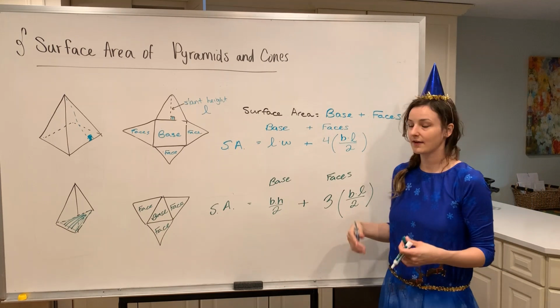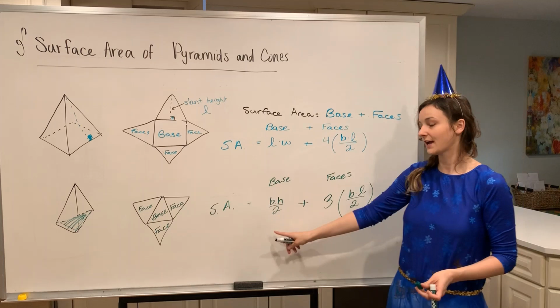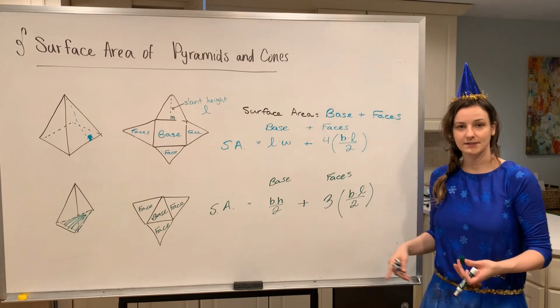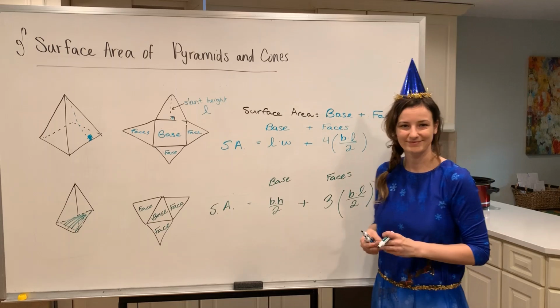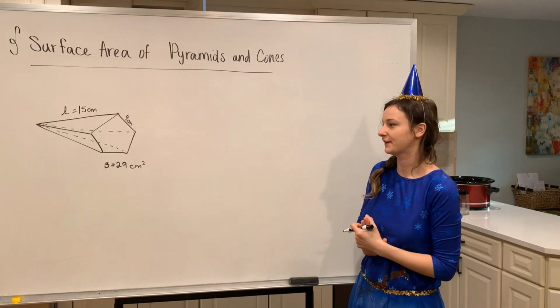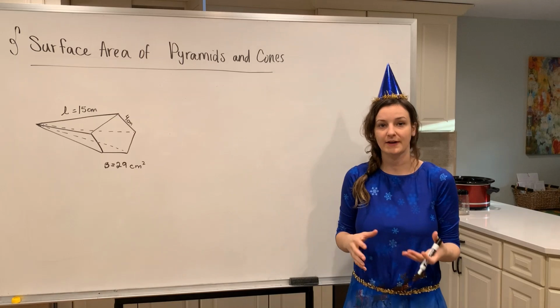And then so on. You may have an example that uses a hexagon as its base, so you have to add the hexagonal area, plus a hexagon has 6 sides, so you would have 6 faces to add. Let's find the surface area of this figure. Notice here that the base is a pentagon. A pentagon has 5 sides.